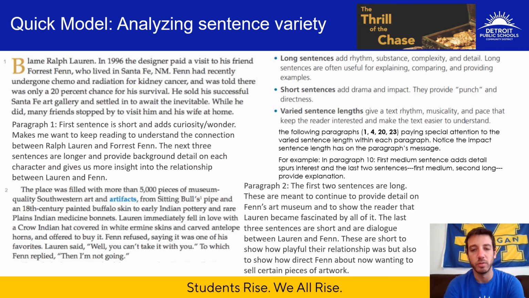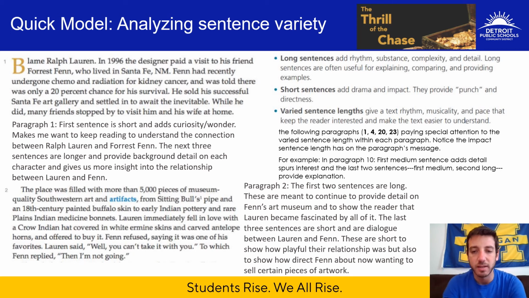So for paragraph 2, the first sentences are actually long, because they're really just a continuation of the last paragraph, and they're meant to continue to provide more detail on not just the characters, but Fenn's art museum itself. We learn about all the artifacts that are in the museum, and it shows the reader that Lauren became fascinated by all of it. So he actually loved this one hat and wanted to buy it.